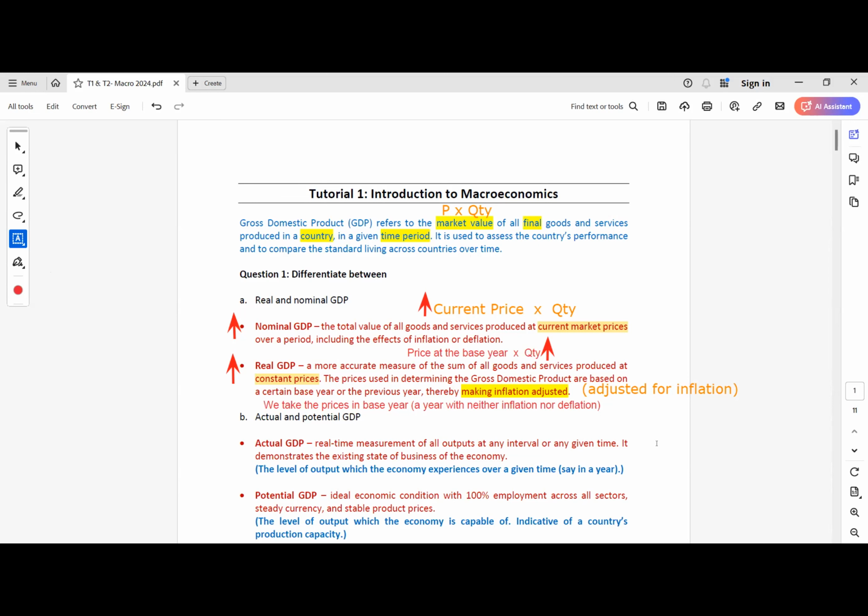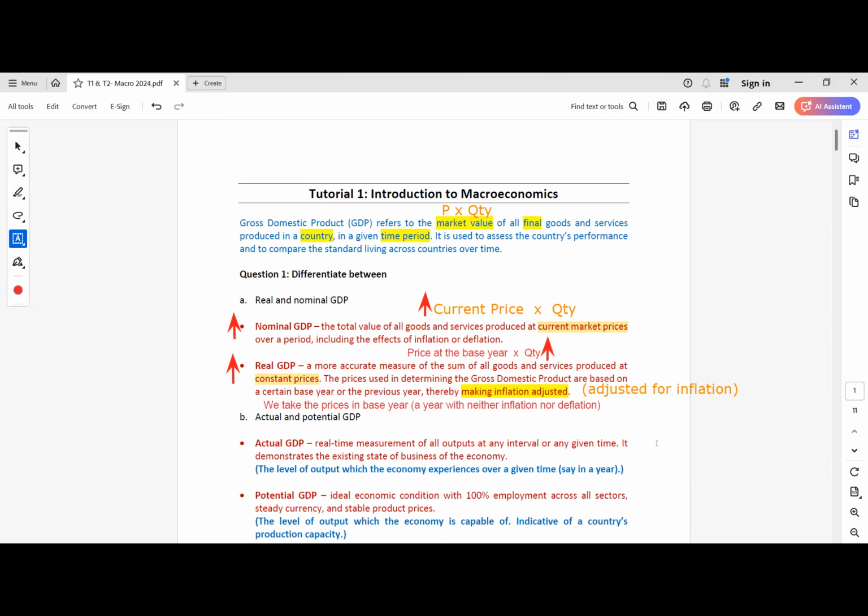Now, moving on to the next one is to differentiate between actual GDP and potential GDP. Now, the red color words are the answers provided by your lecturer. I provided some additional notes over here in blue color. The blue color ones are easier words for you to define when it comes to exam. So you can just refer to the blue color ones. That will be easier for you to study.